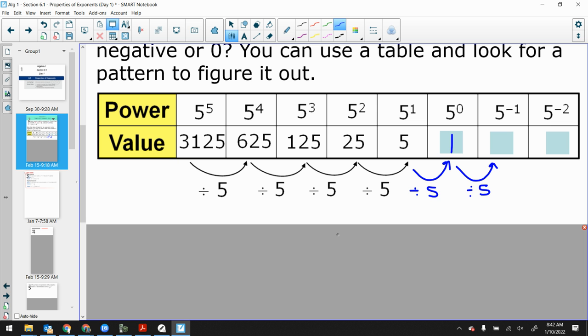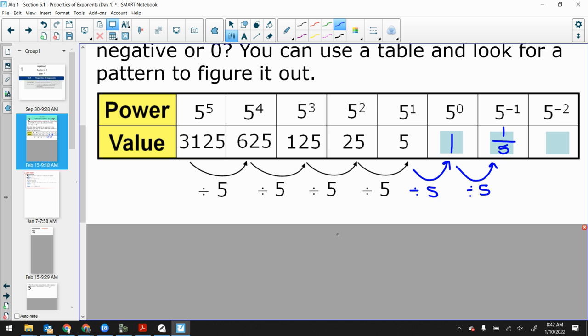Because somebody said to me, I think first period, oh, that's easy, that's going to be negative 10. 5 to the negative... Hold off on that. What do you think 5 to the negative first is going to be? 1/5. That's true. 1/5. Why? Because I'm dividing by 5.